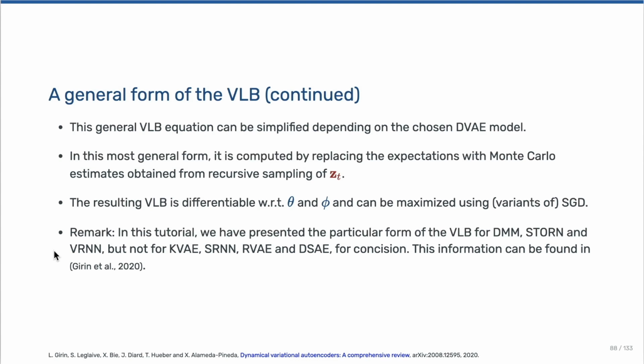And finally, a remark. I have just mentioned that in this tutorial we have presented the particular form of the VLB for DKF, DMM, STORN, and VRNN, but not for KVAE, SRNN, RVAE, and DSAE. This was for concision. This information can be found in our DVAE review paper.